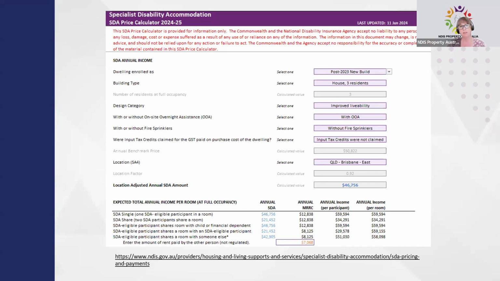Now, we expect that every 5 years that SDA funding review is going to happen, and so we're going to be looking at mid-2028 for the next one. As we saw back in 2023, there were some significant changes in the SDA funding, but that only applied, as it says there on the calculator, post 2023. So any properties that were pre-2023 weren't affected by the new incomes.